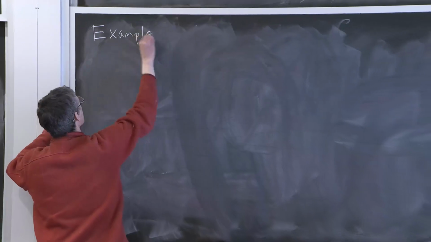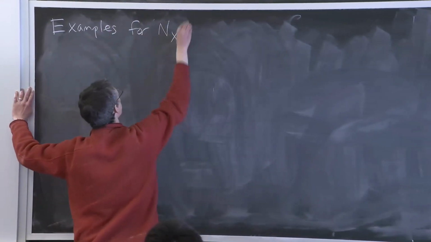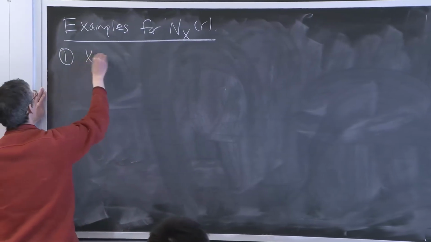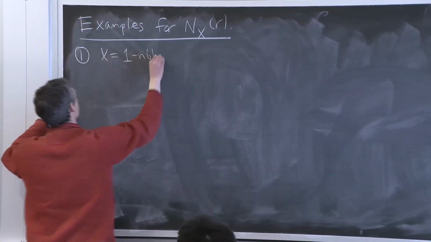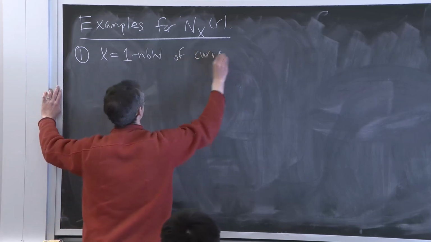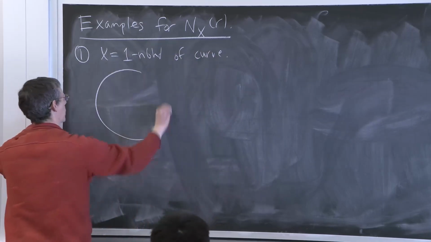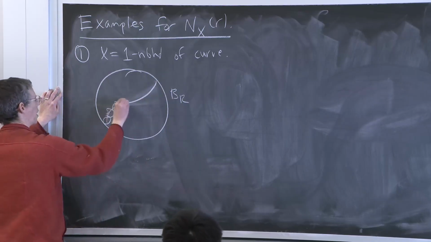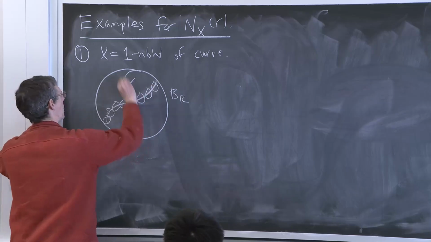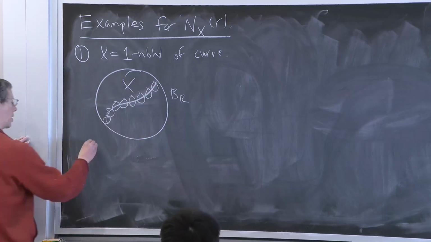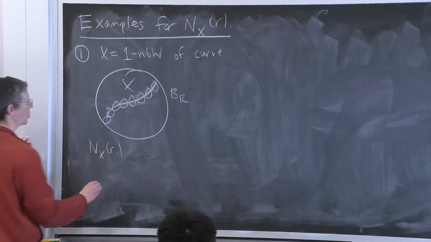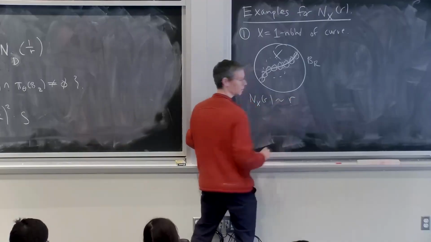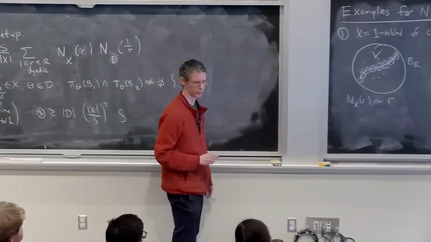All right, so examples for n sub X of r. OK, so number 1. X is the one neighborhood of a curve, like a circle or a parabola or something. So here's the ball of radius r, and inside of there I have a nice curve, and all along the curve I have unit balls. That's X. So if I have this set, how many unit balls do I have in a ball of radius little r? It would be around r.